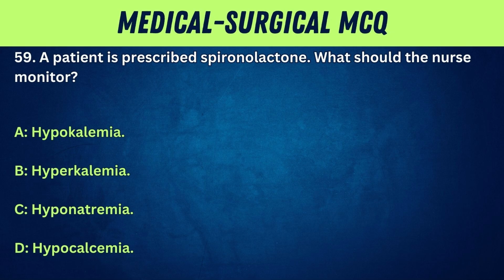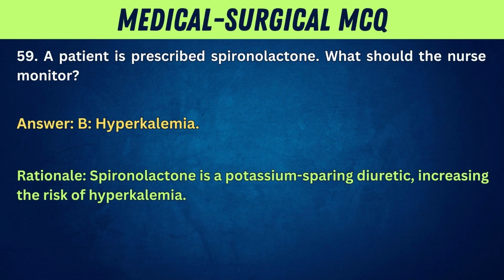59. A patient is prescribed spironolactone. What should the nurse monitor? A. Hypokalemia. B. Hyperkalemia. C. Hyponatremia. D. Hypocalcemia. Answer: B. Hyperkalemia. Rationale: spironolactone is a potassium-sparing diuretic, increasing the risk of hyperkalemia.